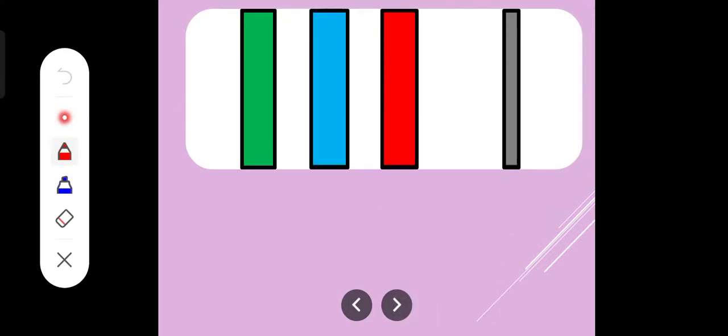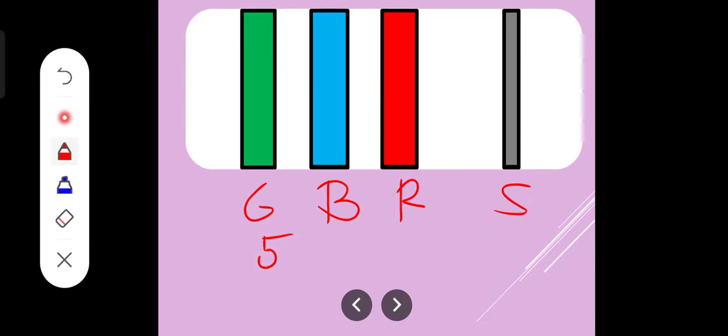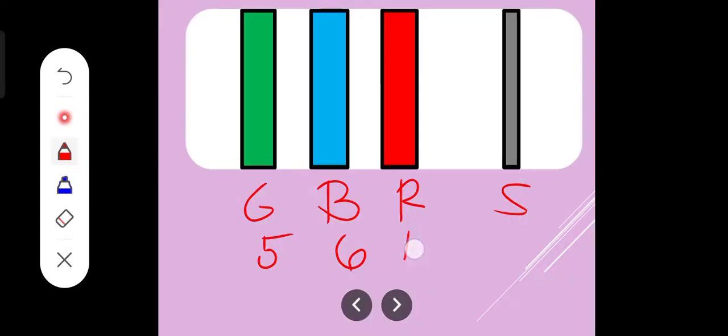So we have here different color bands again. So first step, determine the color. So this one is green, blue, red, and this one is silver. The next is to determine the digit. So green, we have 5. Then blue is 6. Then the multiplier for red is 10 squared. Then for silver, pag silver band, positive, negative 10%. So we already have 56 times 10 raised to 2 plus minus 10%.